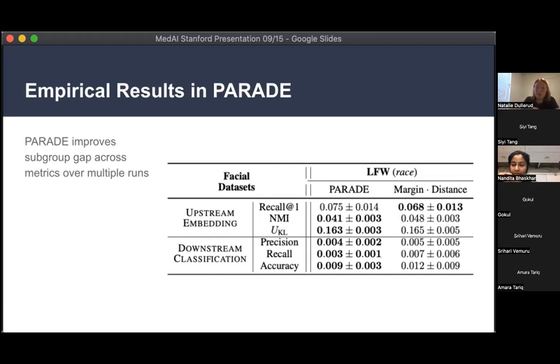But we see that these improvements in subgroup gaps are also observed downstream in subgroup gaps over recall, precision, and accuracy. We use the ascribed race of individuals in Labeled Faces in the Wild as the protected attribute and decorrelated our facial recognition system with race. And so the ultimate Parade model, a metric learning model, is able to correctly distinguish between individuals of the same race and hopefully learn important similarities between individuals and amongst individuals that do not correspond to race characteristics.